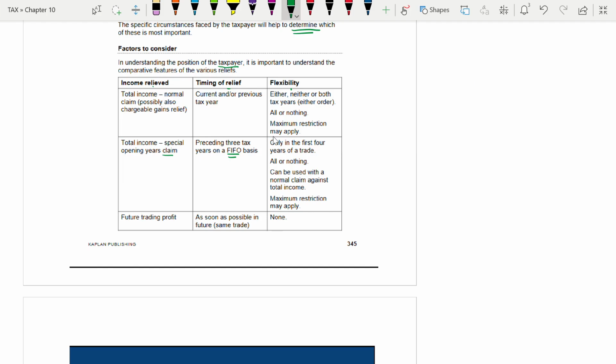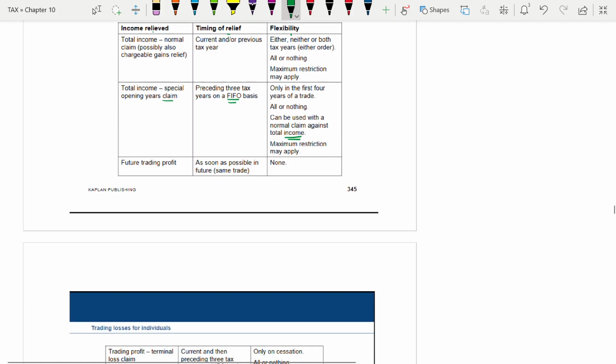Only the first 4 years, all or nothing, can be used with a normal claim against the total income. Means you can use it with the total income. We can use it with the chargeable gains. We have the option with respect to 50,000. We have the options with respect to the trading profits. All these options come one by one. Future trading profit as soon as possible, same trade.